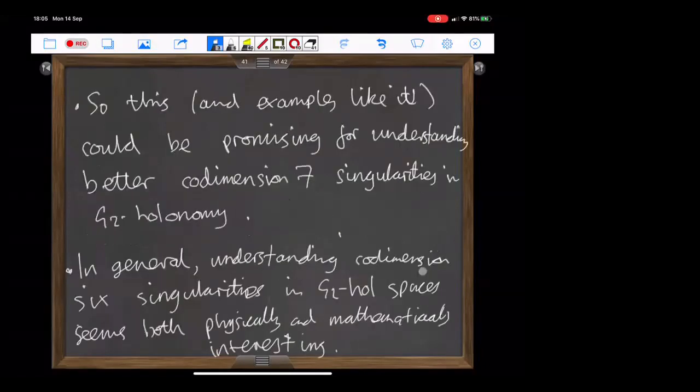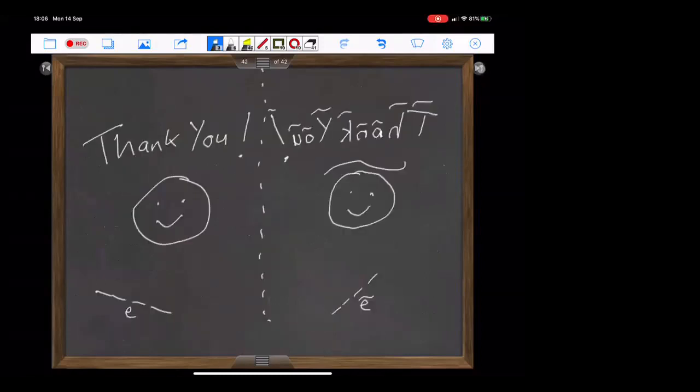So this is my last slide. This and other examples like it might be promising arenas for understanding codimension 7 singularities better. And in general, hopefully I've convinced you that trying to understand codimension 6 singularities in G2 seems both physically and mathematically interesting. So thanks, and I'm really sorry for running over time.